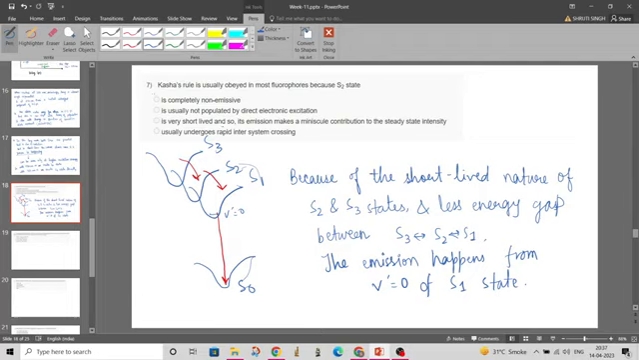Because of the short-lived nature of the higher excited states, even if emission comes from them, it will be very minuscule in comparison to the emission coming from the S1 state. So it is not seen in the emission spectra. So the answer is C.